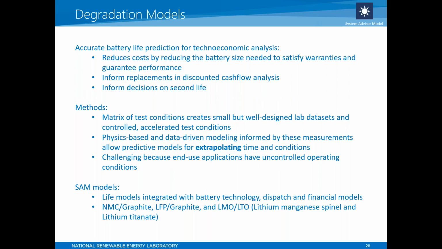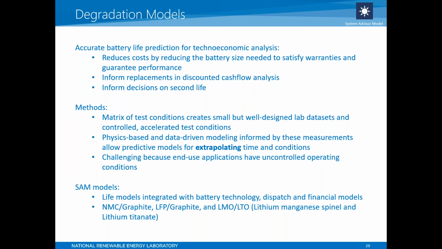This is a background about battery degradation models. Accurate battery lifetime predictions for techno-economic analysis is important. It helps reduce costs by reducing the battery size needed to satisfy warranties and guarantee performance. It also informs replacements in discounted cash flow analysis and decisions on second life.